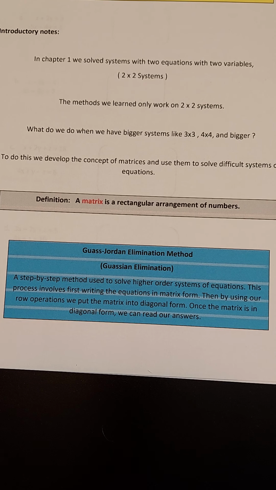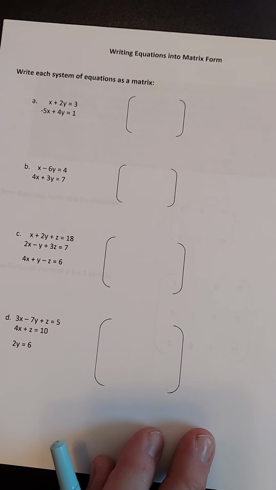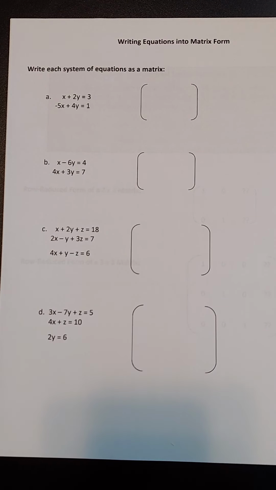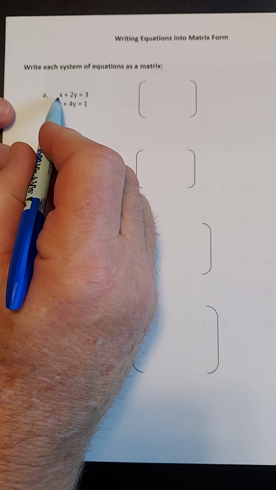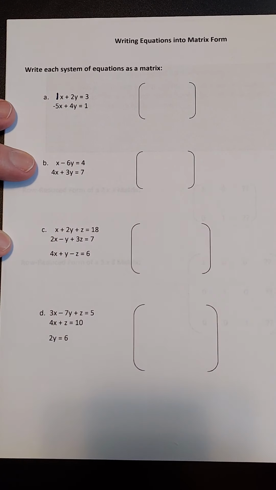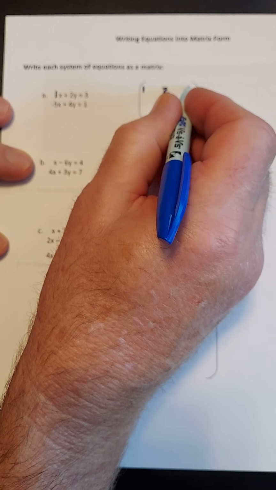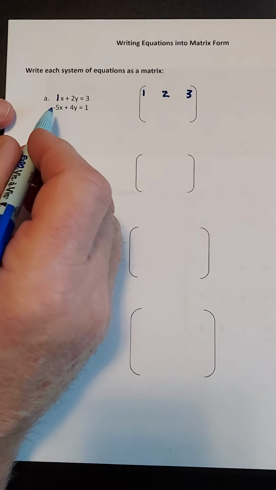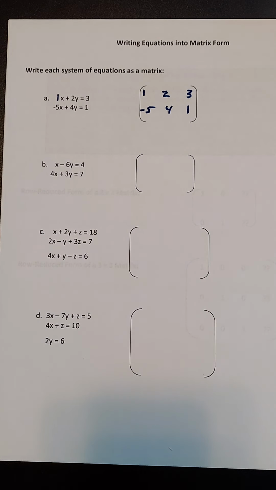Now that sounds like a lot, but I'm going to break it down into some smaller sections, so hopefully you can get there. So first of all, let's talk about taking systems of equations and rewriting those in matrix form. This is easy. I have the equation here, x plus 2y equals 3. So we know there's a 1 there. We don't write it down, but we know there's a 1. So I'm simply going to take 1, 2, and 3. And then underneath that, I've got a -5 and a 4 and a 1. That's matrix form. That's all there is to it.